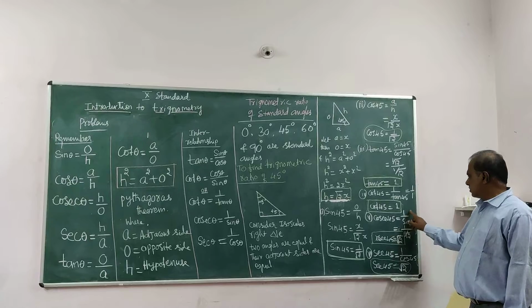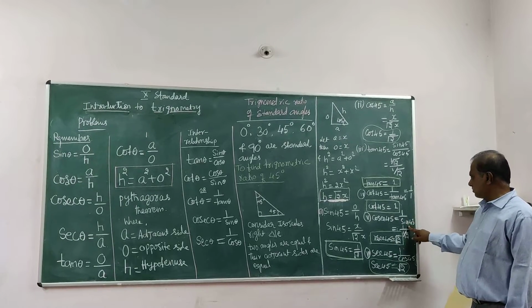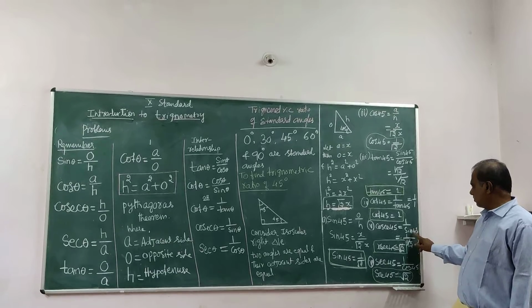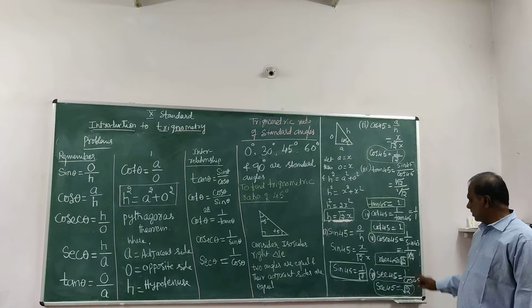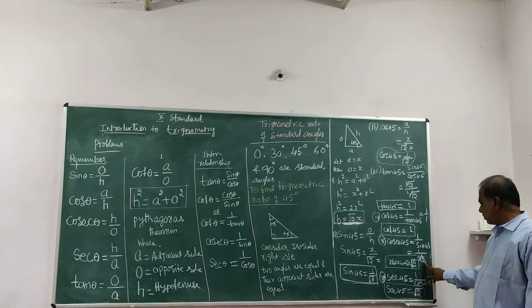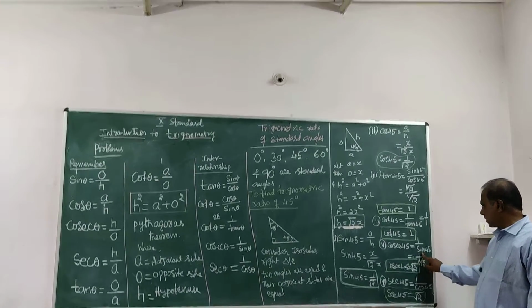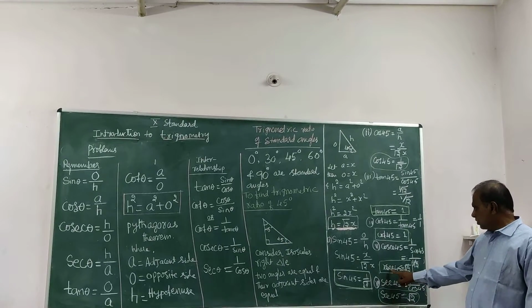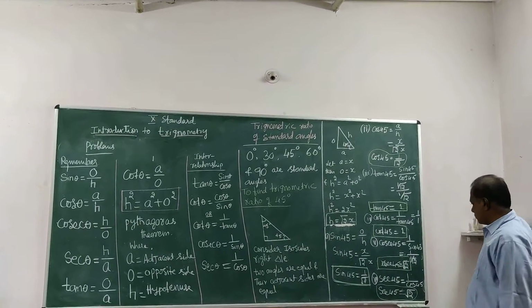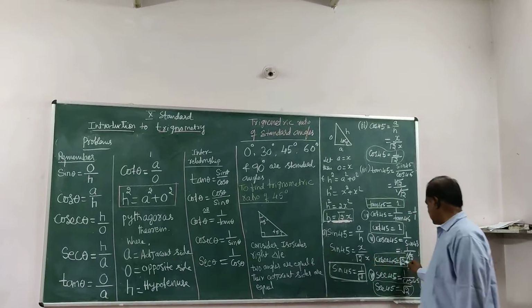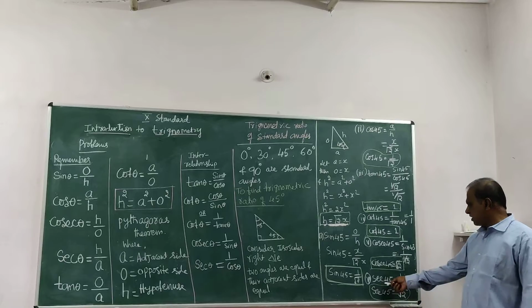Cosecant is a reciprocal of sine. Cosecant 45 equals 1 over sin 45. What is sin 45? Already evaluated, 1 by root 2. 1 divided by 1 by root 2 becomes root 2. It goes to numerator and the denominator becomes root 2. Cosecant 45 is root 2.